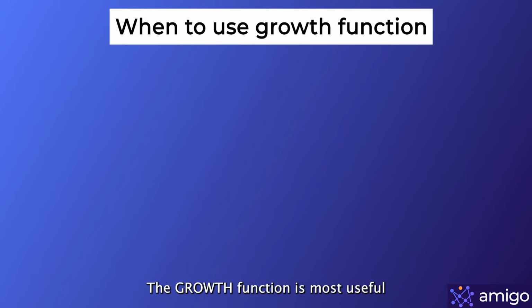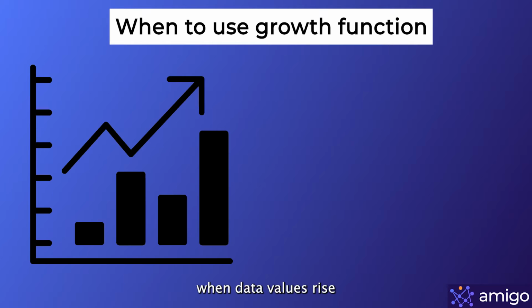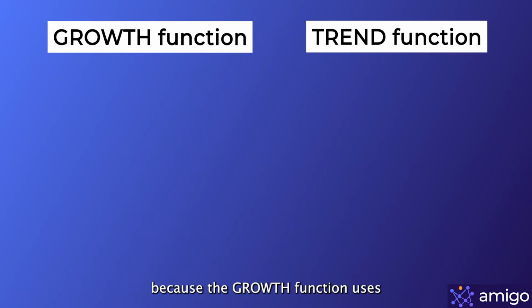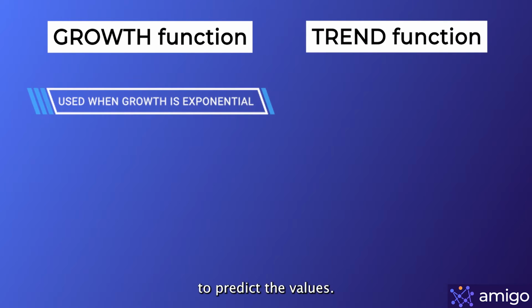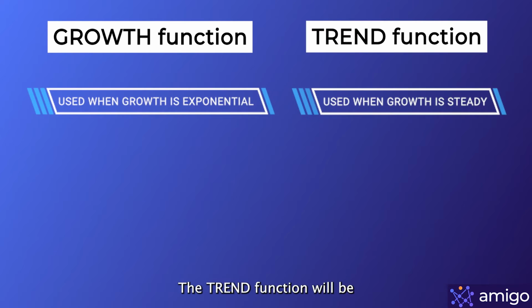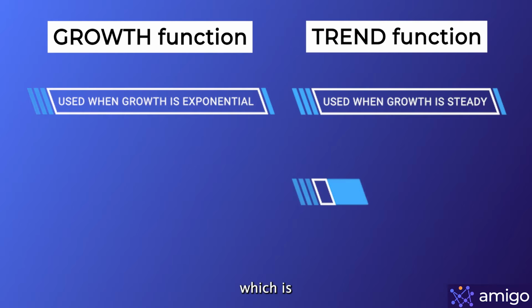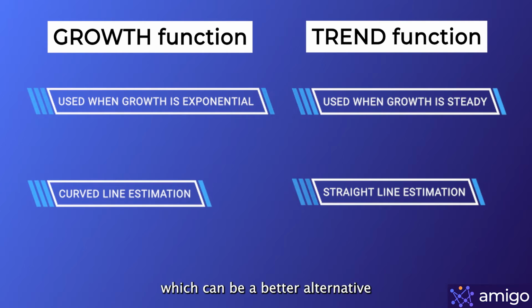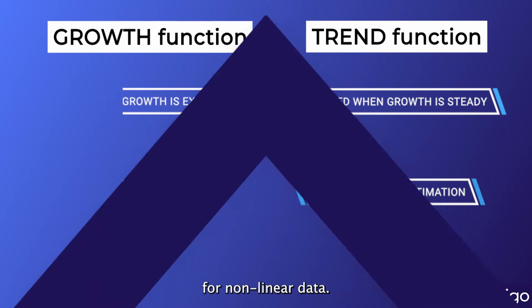The GROWTH function is most useful when data values rise or fall at an exponential rate, because the GROWTH function uses an exponential trend to predict the values. So if you have data with a seemingly steady rate of rising or falling, the TREND function will be the best one for you to use, since it uses the least squares method to forecast future values. Unlike the linear trend, which is the best fit straight line, an exponential trend is a curved one, which can be a better alternative for non-linear data.